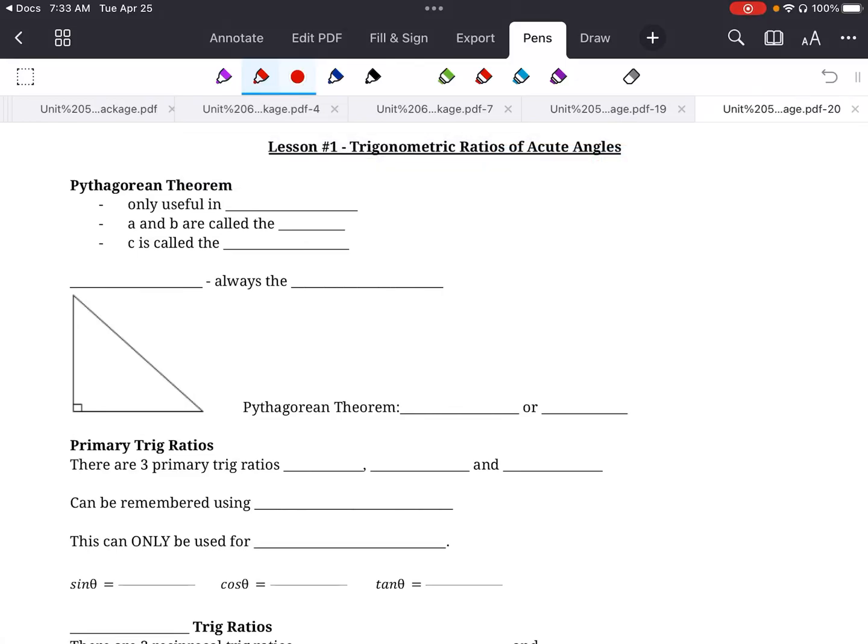Hello, welcome to Unit 5 on trigonometry. Today's lesson 1, trigonometric ratios of acute angles. Some of this will be review, some of this will be brand new stuff for us.